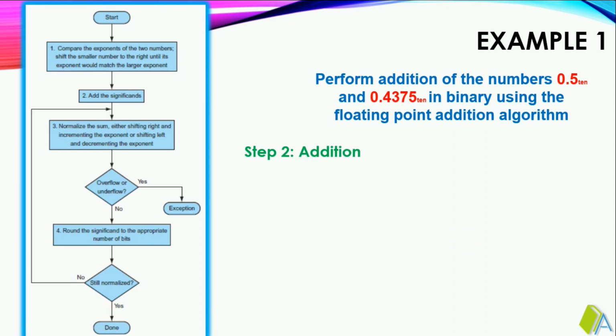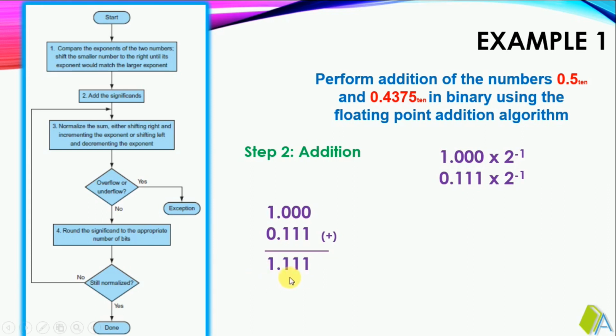Next step, without considering the exponent part, I am going to carry out the addition only for the significant bits. After addition, 1.111 is my sum of the significant bits. Here the exponent is the same, it is 2 power minus 1. So my final result is 1.11 into 2 power minus 1 after doing step 2.